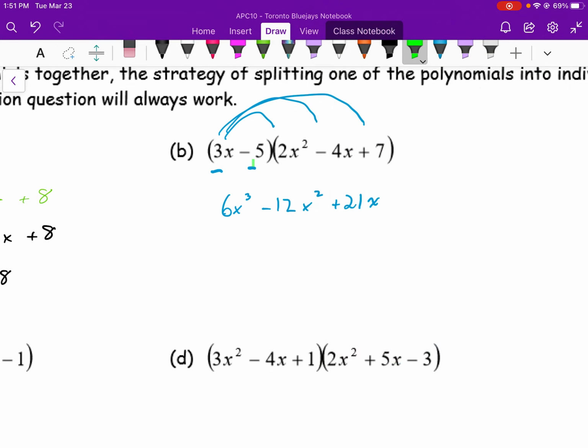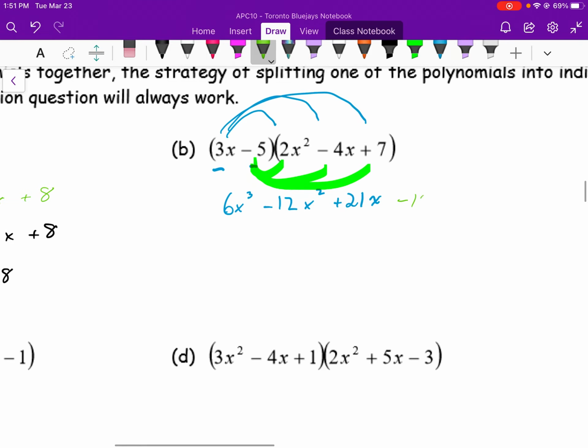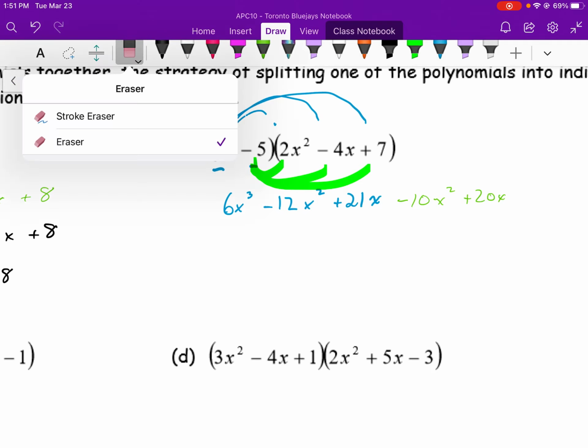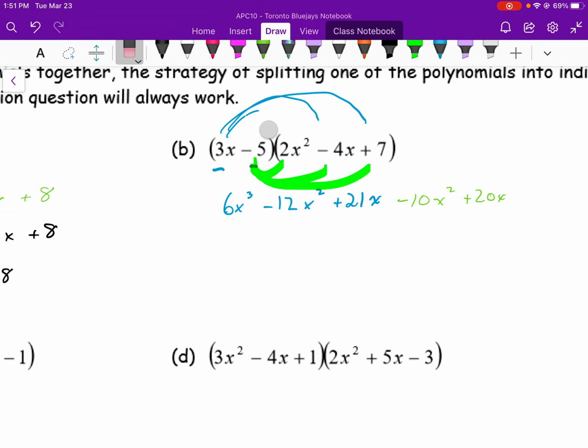Now I'm just going to deal with negative 5. So I have to do 3 multiplications with that. Negative 5 times 2x squared is going to be negative 10x squared. Negative 5 times negative 4x, this is positive 20x. Negative 5 times 7 is going to be negative 35.